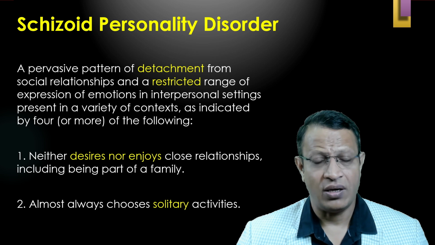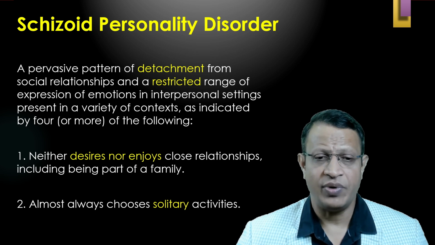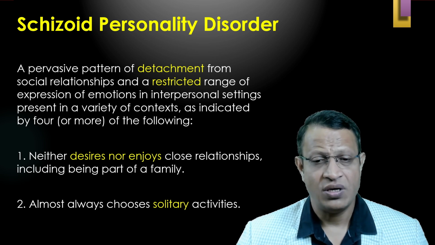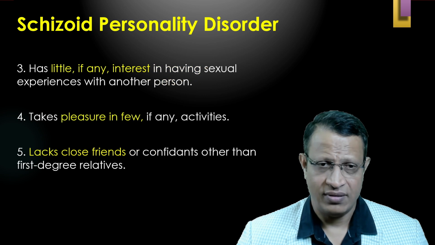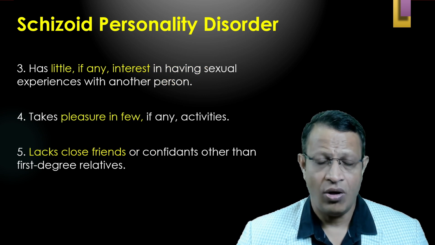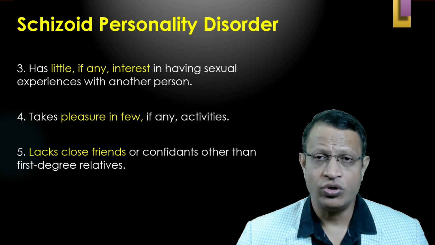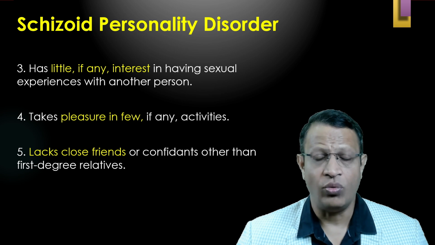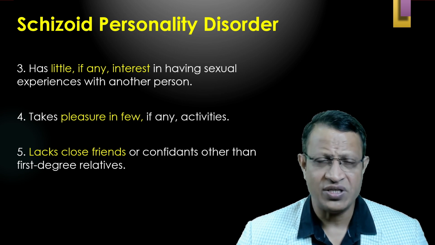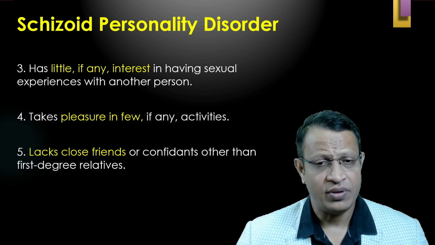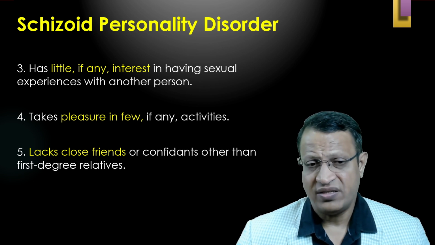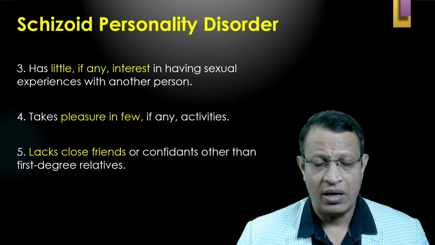They neither desire nor enjoy close relationships, including being part of a family. They almost always choose solitary activities. They have little or very little interest in having sexual experiences with another person. They take pleasure in few, if any, activities, that means they do not have many pleasurable activities. They lack close friends or a confidant, either a friend or a relative.